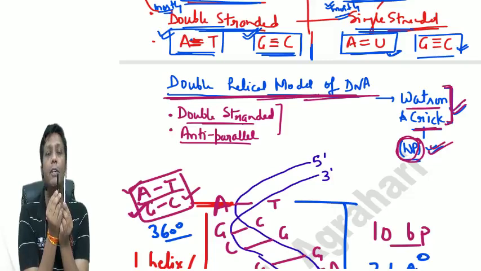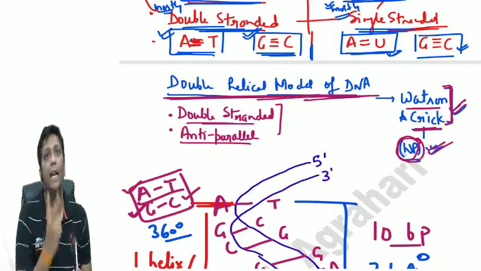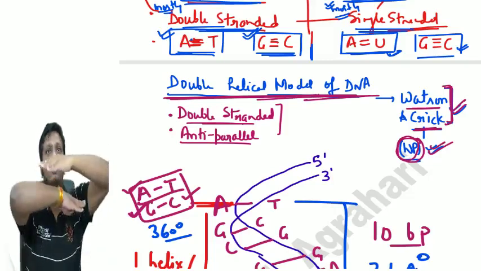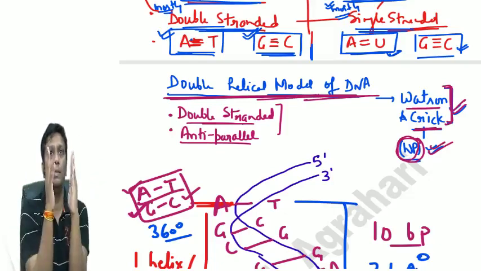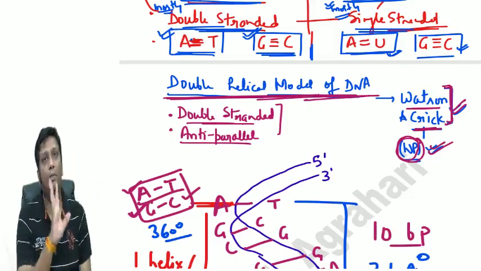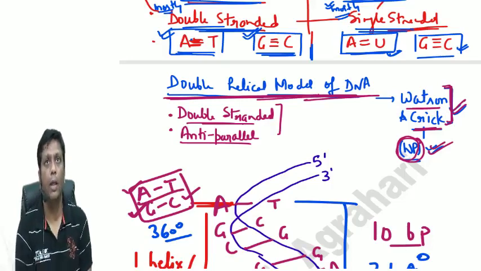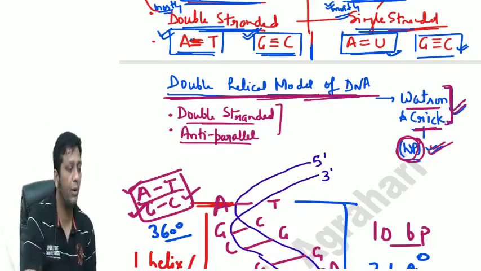So DNA has two strands, but both strands are anti-parallel. Anti-parallel means like this, and parallel is this. In that way DNA is present inside your body, and the DNA present inside your body has a helical structure.